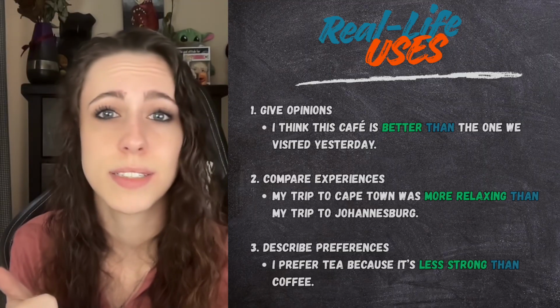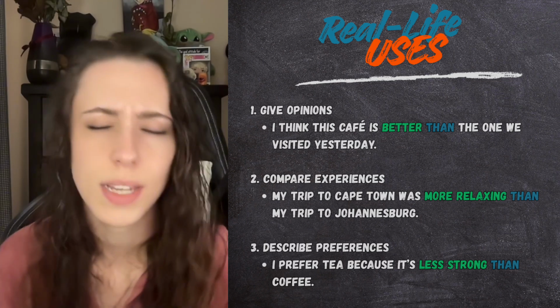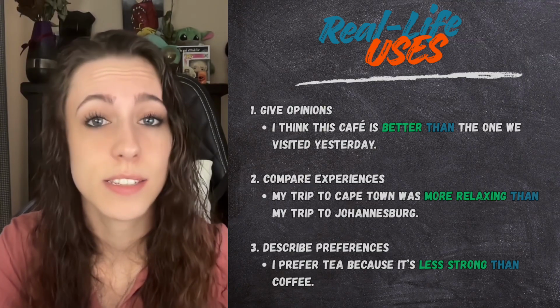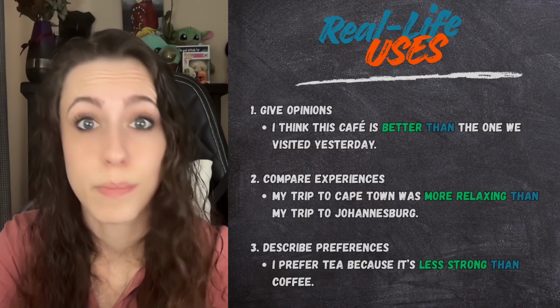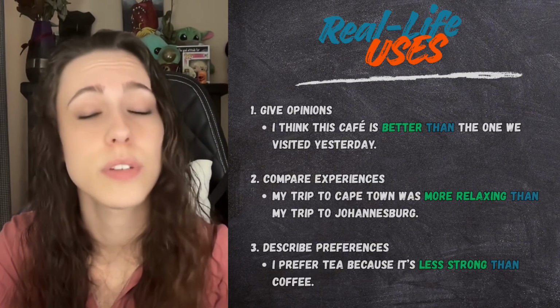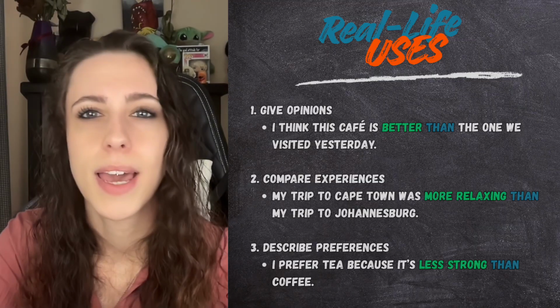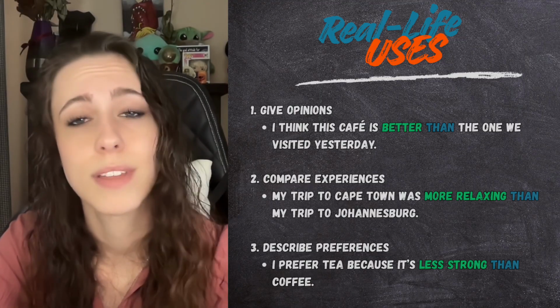Now that we've had a look at all of the rules and some of the exceptions, let's look at how and when we actually use these in real life. We use it to give opinions, compare experiences, and describe preferences. Let's have a look at an example sentence for each. Giving an opinion. I think this cafe is better than the one we visited yesterday. Then when we compare experiences, my trip to Cape Town was more relaxing than my trip to Johannesburg. And describing preferences. I prefer tea because it's less strong than coffee.